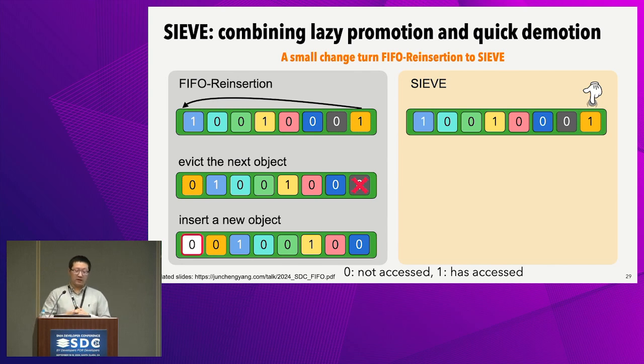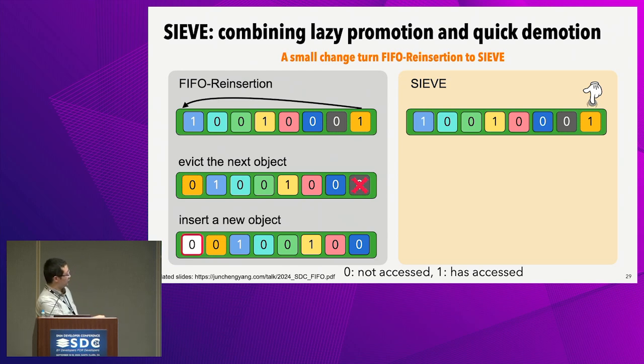Okay, now let me show you how SIEVE works. But before that, let me give a quick recap on how FIFO reinsertion works. FIFO reinsertion uses 1 bit of metadata, and you reinsert the objects at the tail at the eviction time. And SIEVE requires a small change from FIFO reinsertion.